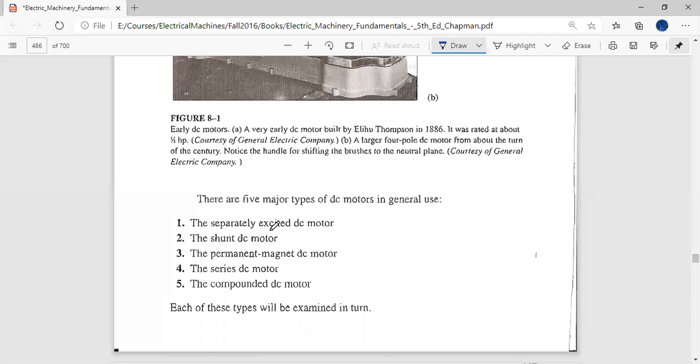We are going to do the separately excited DC motor. We are going to do the shunt DC motor. We are going to do the series DC motor. The permanent magnet DC motor is just what we did right now. And then there is a compounded DC motor. We will see if we have enough time to do this in detail. Otherwise, I'm just going to tell you the difference of this compounded DC motor from the others.